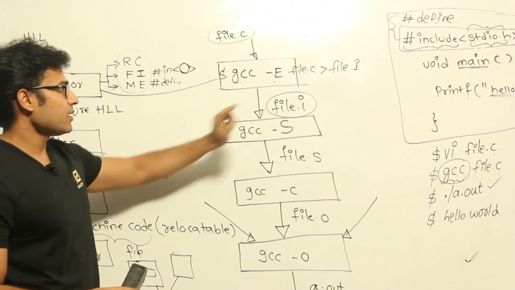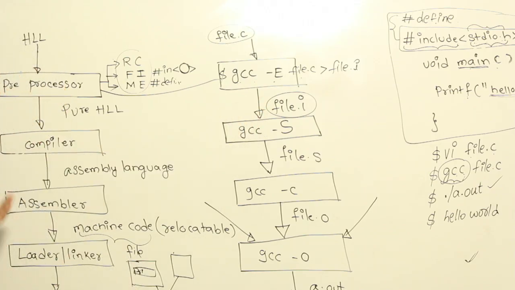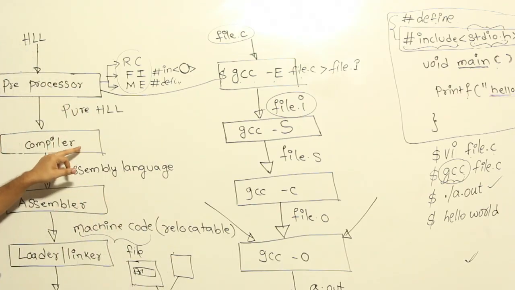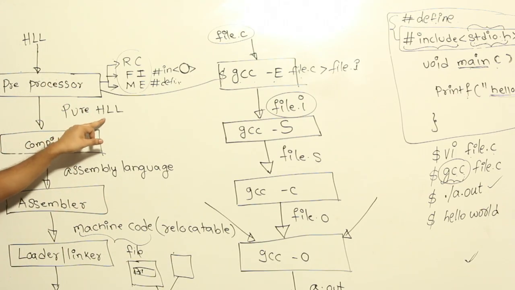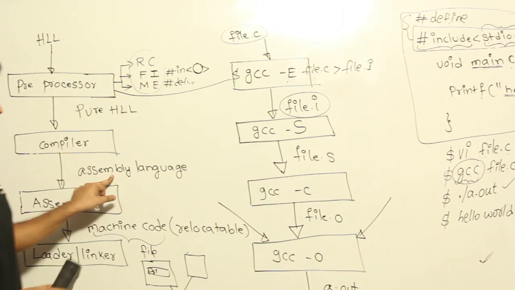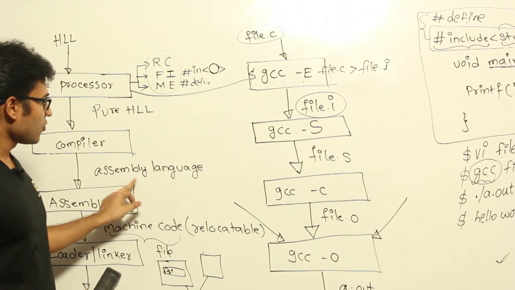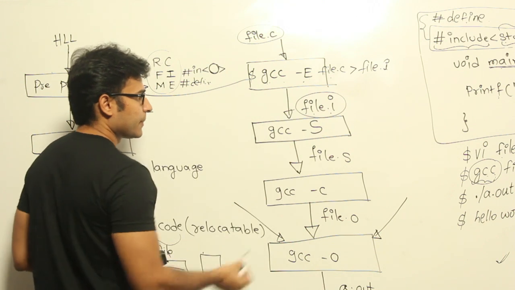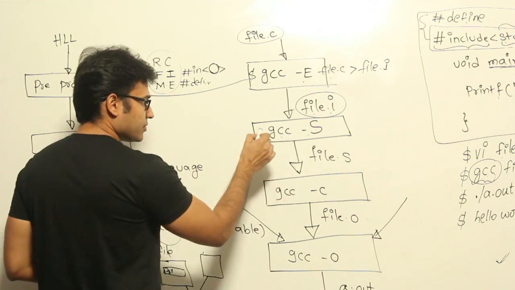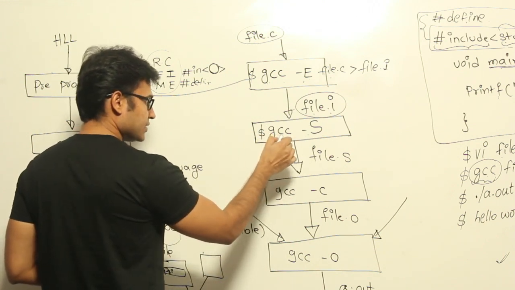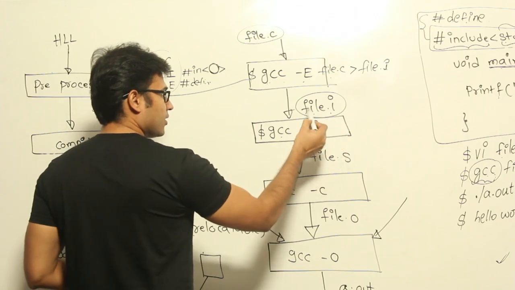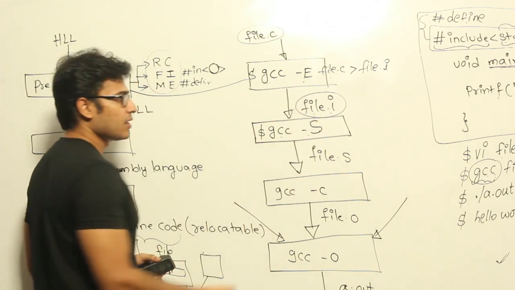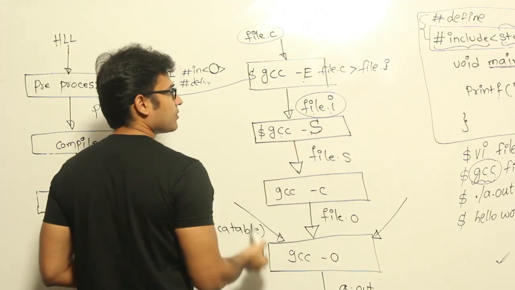Now this .i file, if you want to see what happens after compilation: generally, after compilation, your pure high level language is supposed to produce assembly language code. If you want to see the assembly language code, you take this file.i and give this command, $ gcc -S. One more thing, earlier it was capital E, and here it is capital S, minus capital S, right?